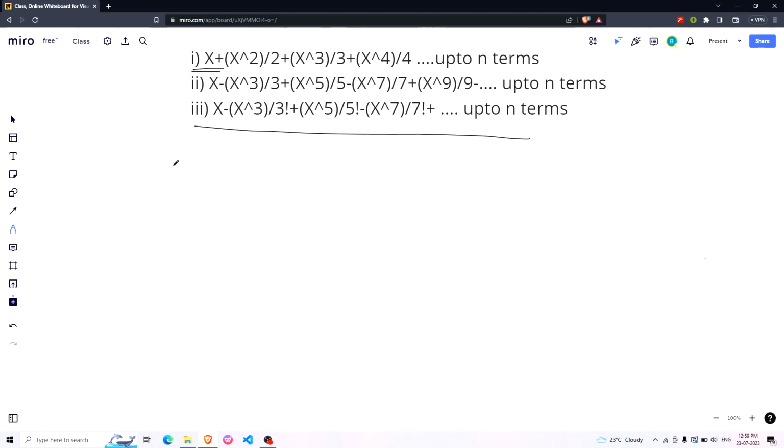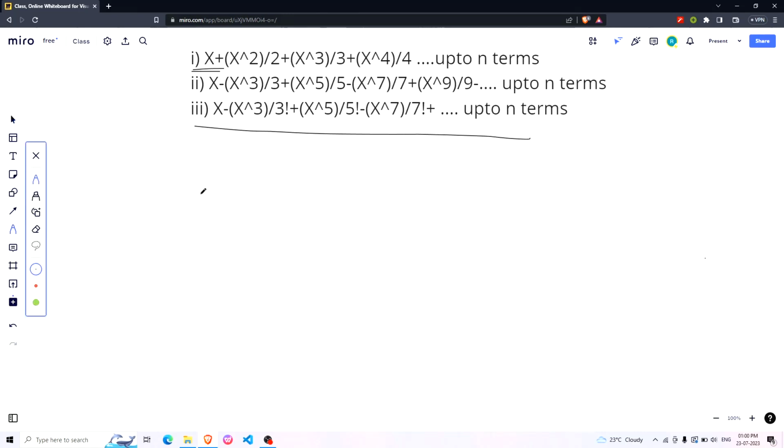Before that, we need to understand that in the question, we are given two inputs. First one is x and the second one is n. N is the number of terms and x is the value that we have to put in this series. Right.